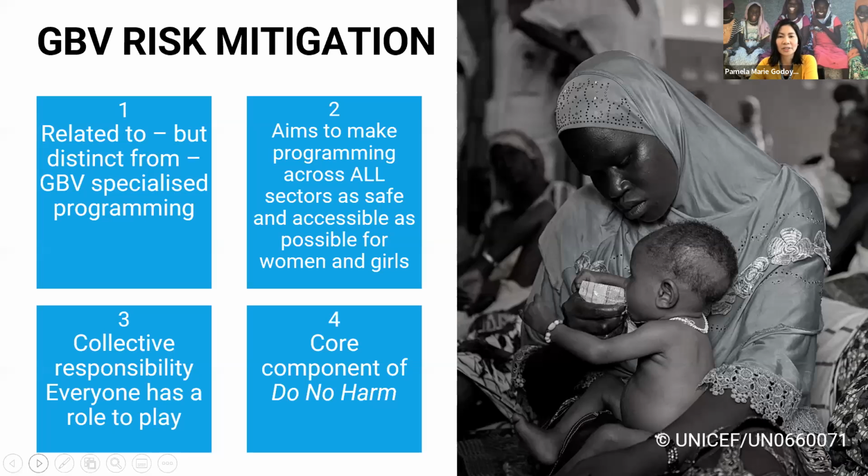So GBV risk mitigation aims to reduce exposure to gender-based violence and ensure that our humanitarian response actions and services do not cause harm or increase the risk of violence. All humanitarian actors and sectors are responsible for promoting women's and girls' safety and for reducing the risk of gender-based violence. When we reduce the risk of gender-based violence by carrying out well-designed, in this case, nutrition interventions, and when we make safety, dignity, and access to services part of our nutrition programming, they all ultimately contribute to the ability of the nutrition cluster to meet its core standards and targets.